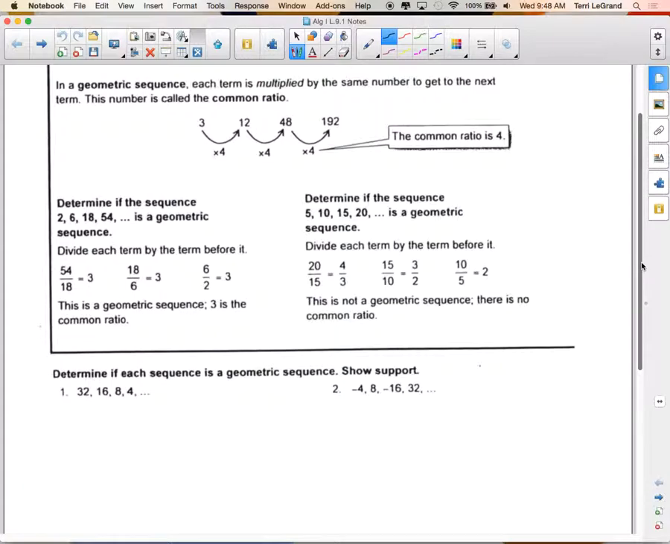In a geometric sequence, each term is multiplied by the same number. You know what? These are kind of good notes to have highlighters for. If you don't get a highlighter that's very good, let me know and I'll give you a different one, okay?